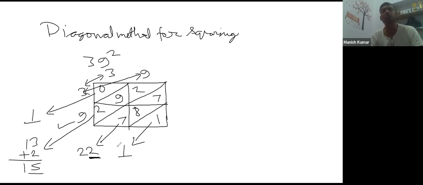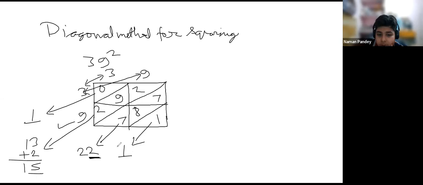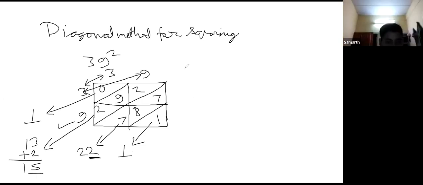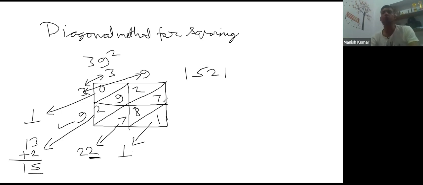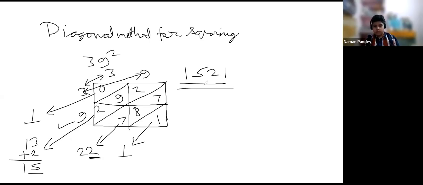So what will be the answer for this? Tell me. So 1521. Good. And you have to also cross check it if you are having sufficient time in the exam. So 1521 will be the answer. Is this understood, this method, diagonal method and column method? Yes, sir.